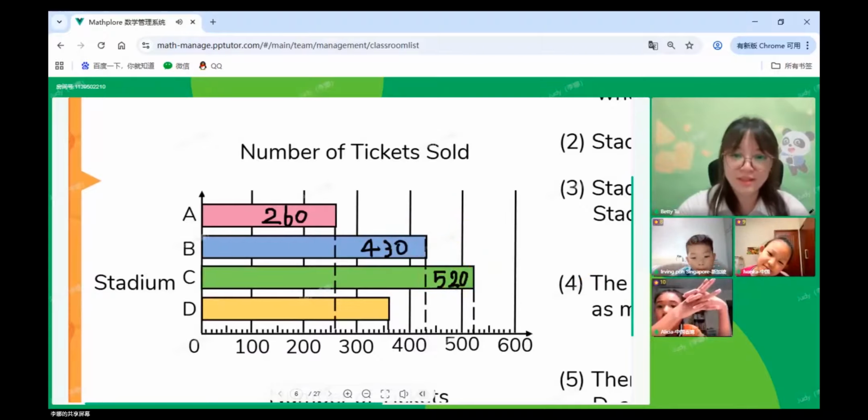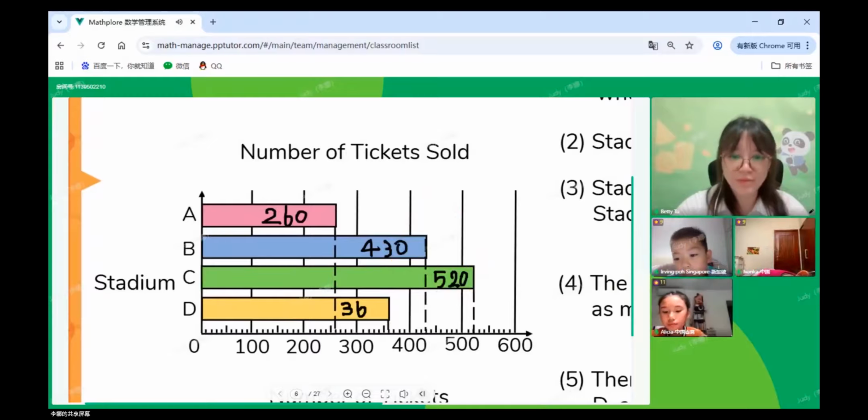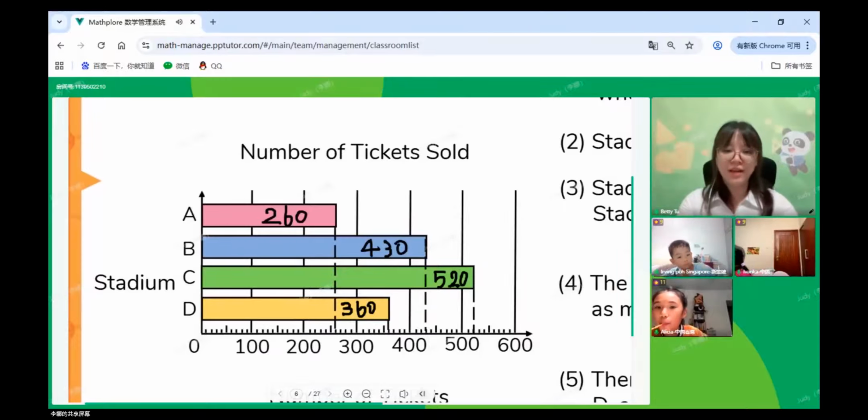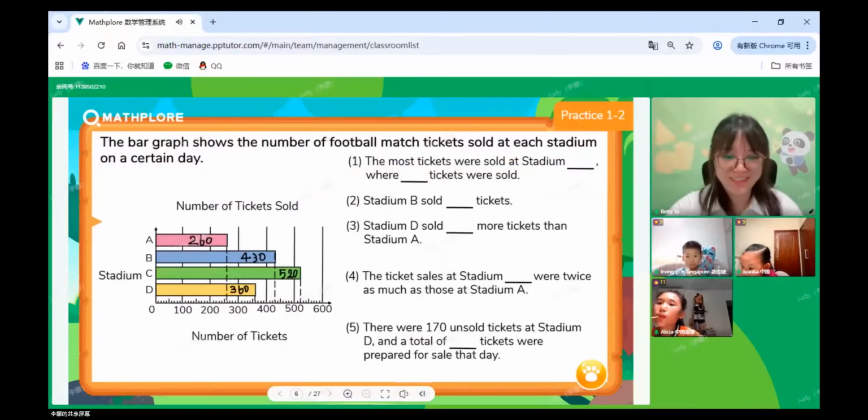360. The middle one is longer, right? The middle one is 50, so 50 plus 10 equals 60. All right, good. So everybody, first we mark the number and then fill in the blank.